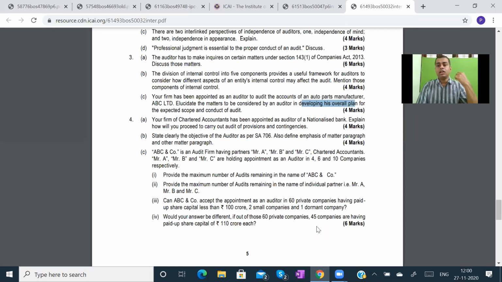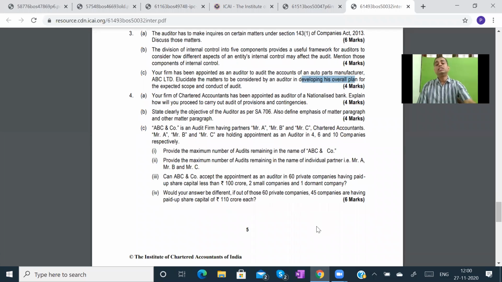Okay, terms of engagement, objective of the audit, scope of the audit, reporting responsibilities, communication with management and those charged with governance. All these things you'll write. Okay, read the next one.